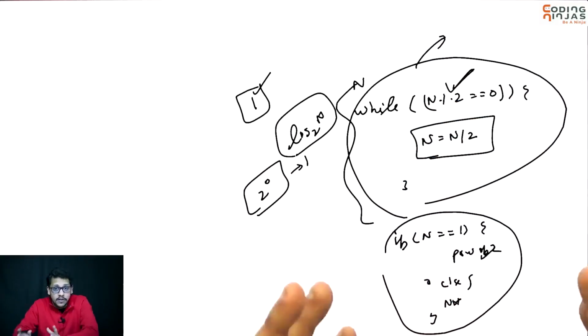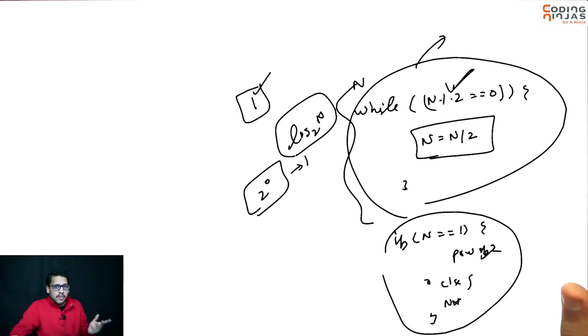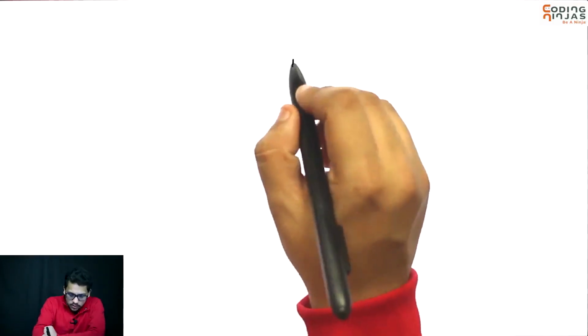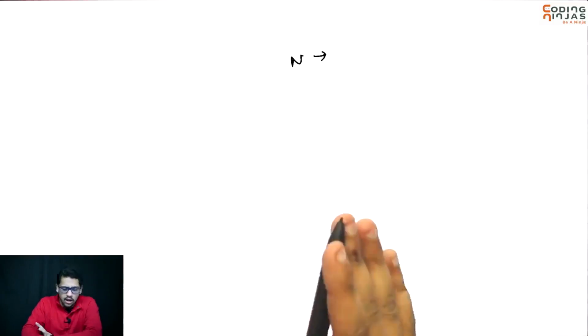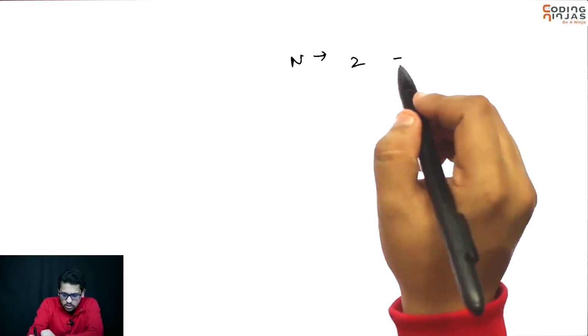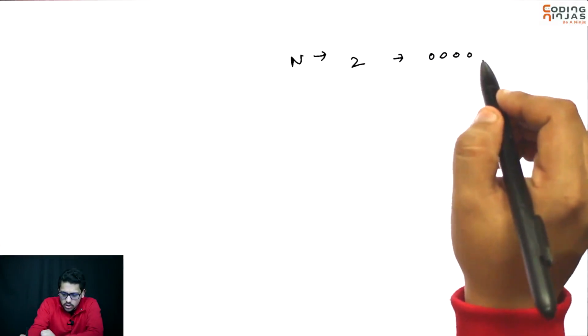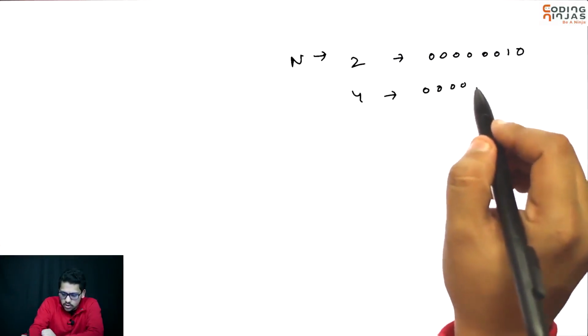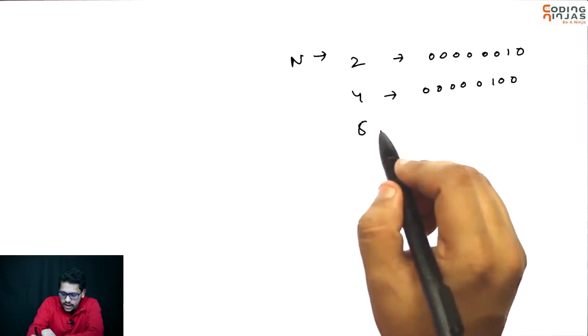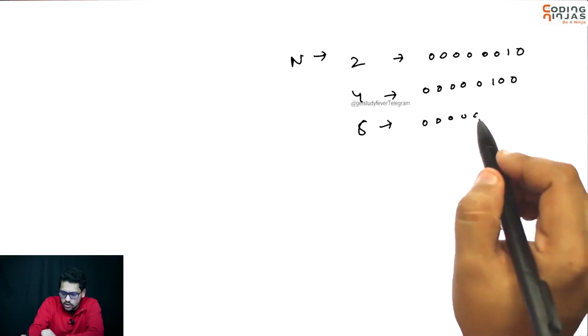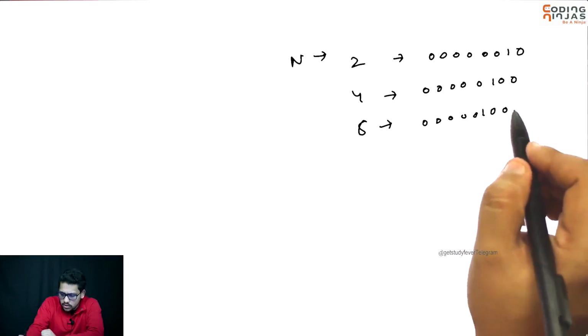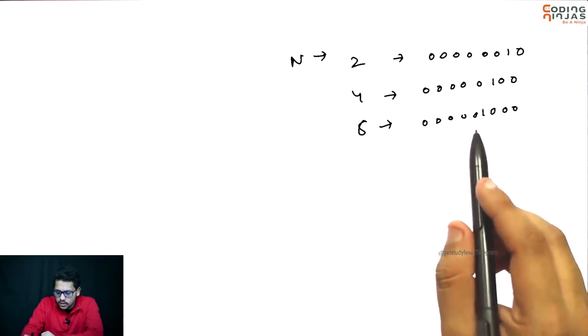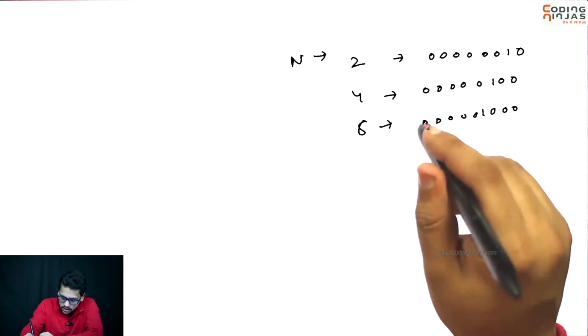We can do a better version; we can do this in order of 1 time. How can we do that? Using the application of bits. Let's look at the numbers which are powers of 2. 2 is represented as 0, 0, 0, 0, 1, 0. 4 is 0, 0, 0, 0, 1, 0, 0. 8 is 0, 0, 0, 1, 0, 0, 0. Something like this.